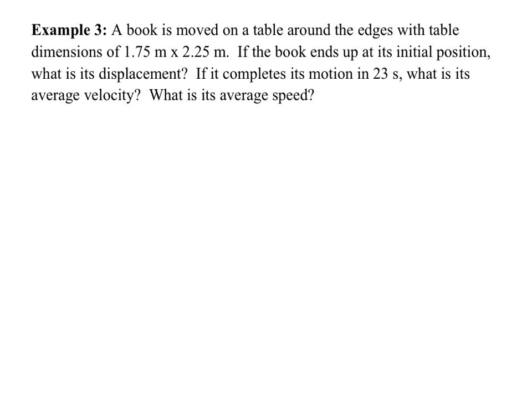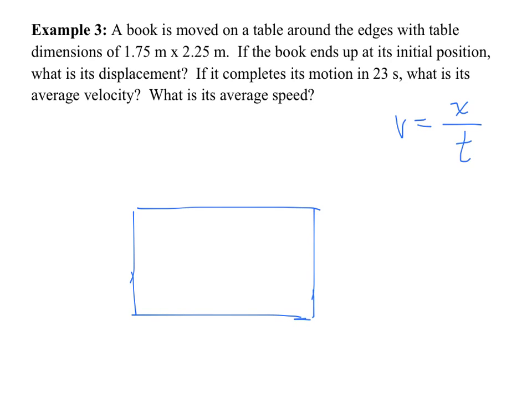Okay? All right, let's start with example 3. We're going to go back to our equation. Velocity equals displacement over time. Rachel, read for us, please. A book is moved on a table around the edges with table dimensions of 1.75 meters times 2.25 meters. If the book ends up at its initial position, what is its displacement? If it completes its motion in 23 seconds, what is its average velocity? What is its average speed?